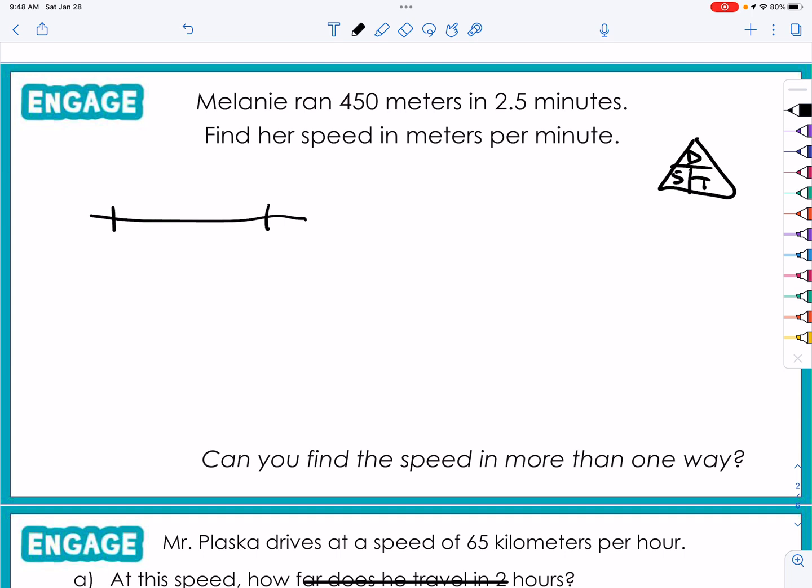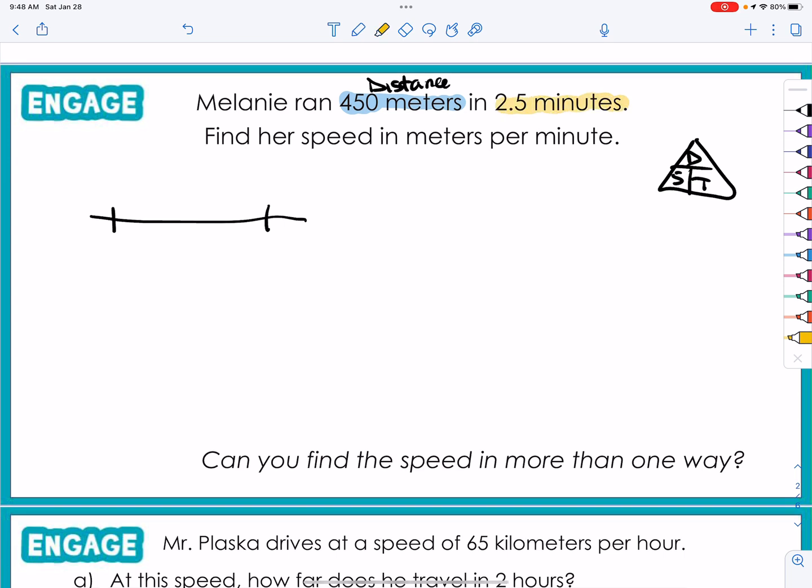So in this problem, let's identify what information we have and what information we're looking for. So Melanie ran 450 meters. So I know this is a measurement of distance. And she ran that in 2.5 minutes. So that tells me that is the amount of time that she ran. And then the question is asking, find her speed. So we know distance, we know time, and we're looking for speed.